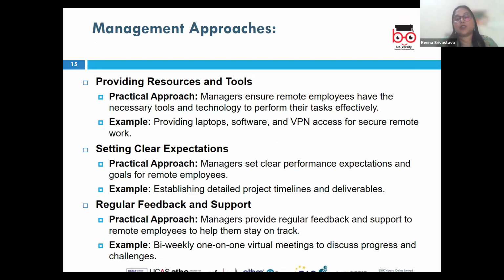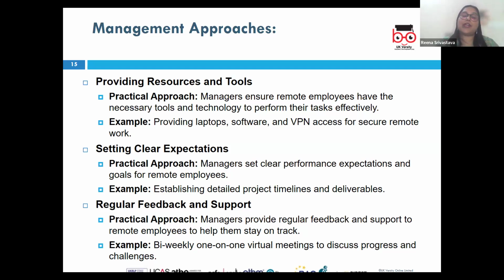You have to schedule consistent one-on-one and team meetings. You have to leverage tools like Microsoft Teams or Zoom. And then you have to ensure that all the essential information is documented and is accessible in a shared drive or on tools like Google Workspace or Microsoft 365.